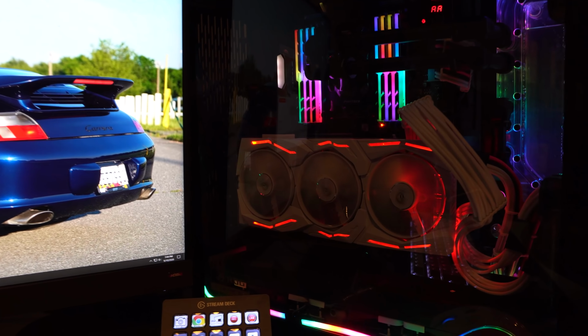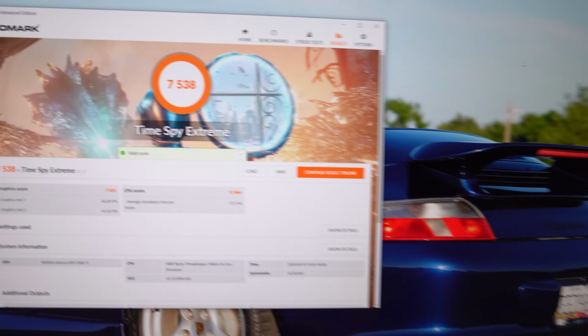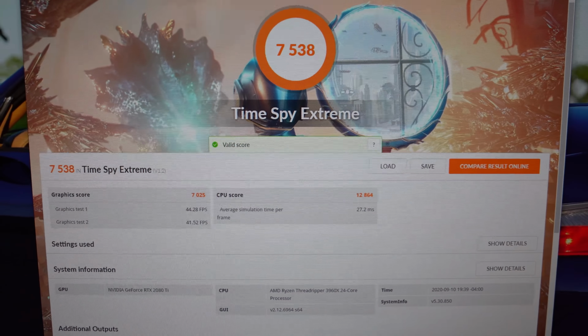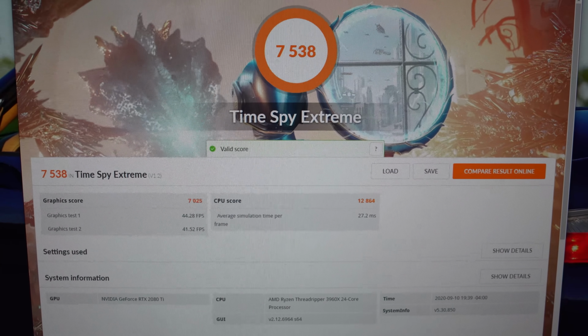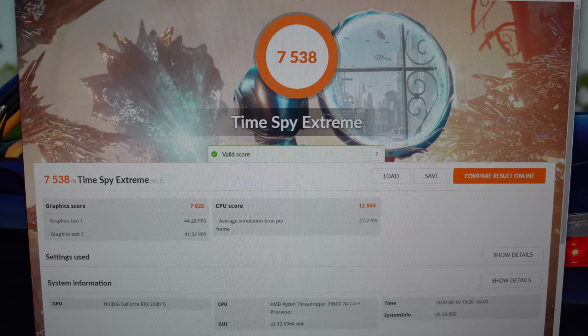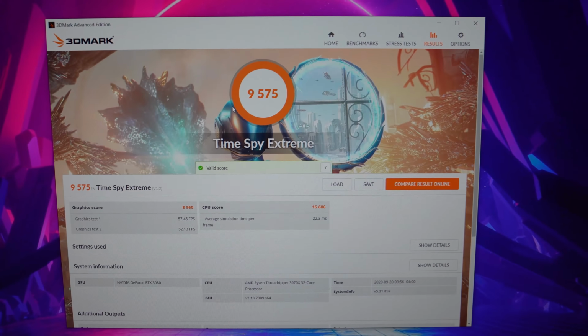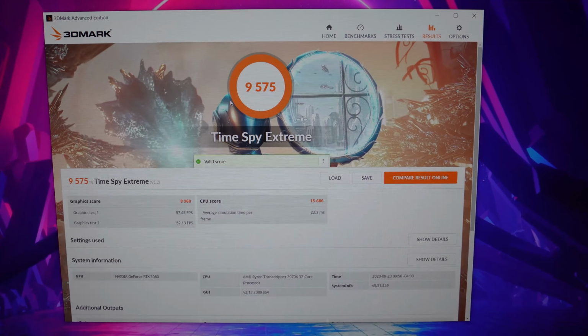Next up was everyone's favorite competitive benchmarking program, TimeSpy Extreme. We saw quite the jump here, owing both to the 3080's brute strength as well as increasing our CPU cores from 24 to 32. The new result of 9575 with no overclock to either component is impressive.